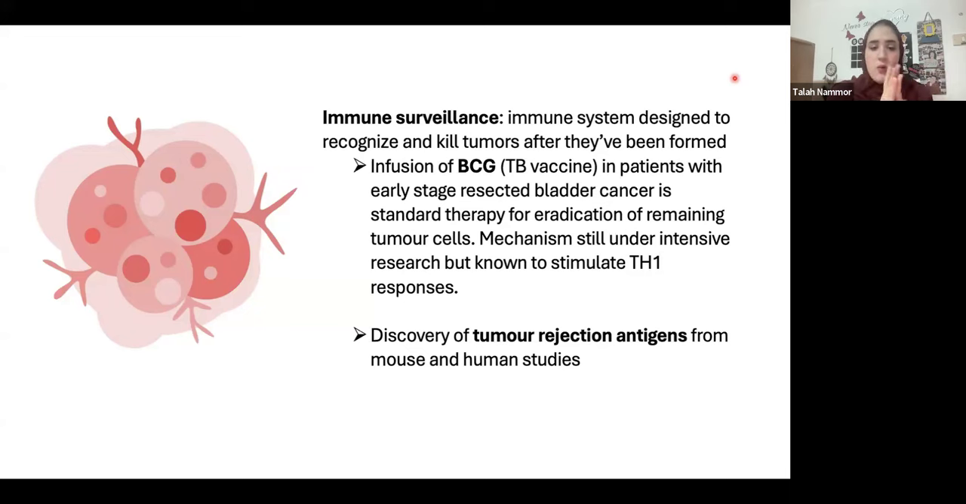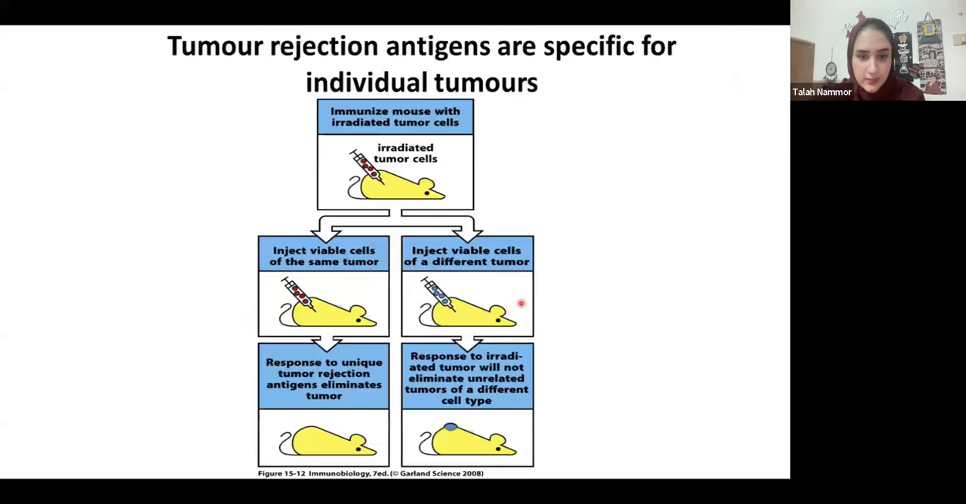Okay, now what was the evidence for immune surveillance, or where did they get the idea of immune surveillance? Like, how did they know that this is something that we actually have? Basically, they did an experiment. The experiment that we just talked about is kind of an evidence for immune surveillance.